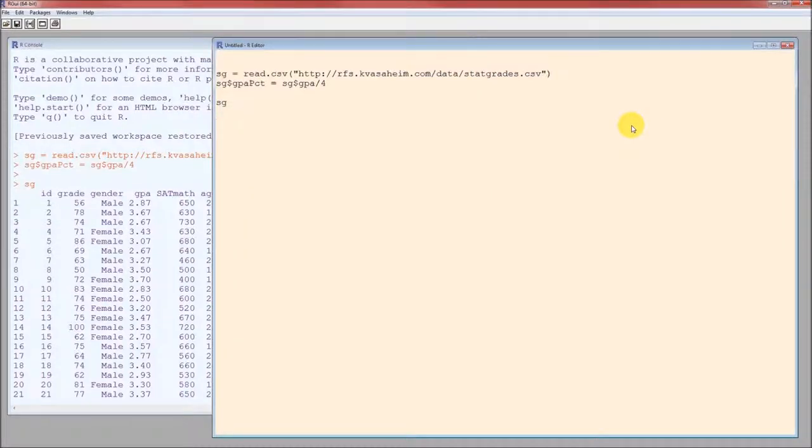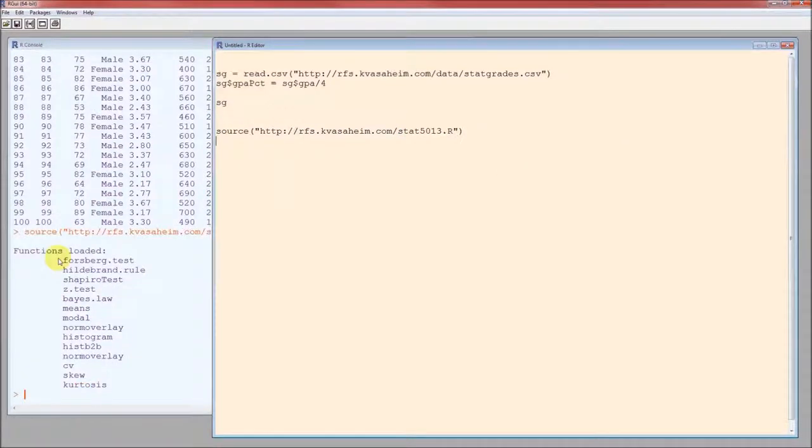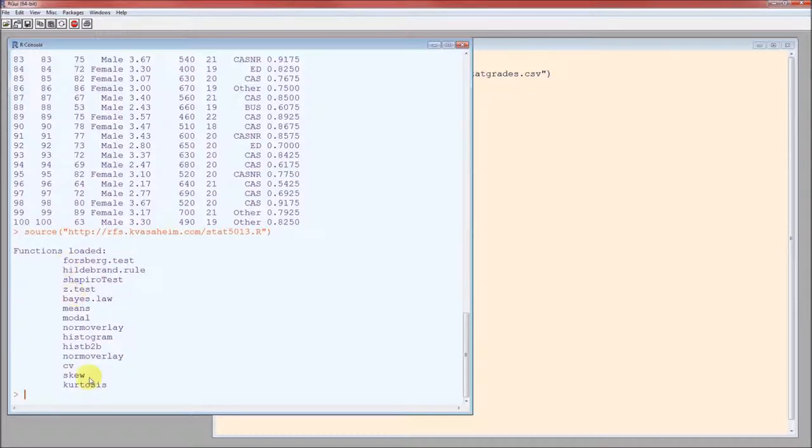Also, in order to open up a lot of functions and functionality in R, let's go ahead and source this file, stat5013.r, control R, you run it. These functions should have been loaded. Some of these are going to be very helpful, such as skew and kurtosis. CV is for coefficient of variation.